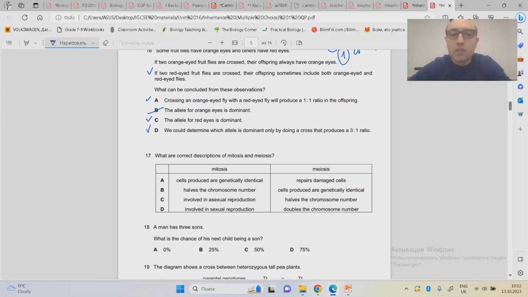17. What are correct descriptions of mitosis and meiosis? Again, guys, you know that mitosis produces genetically identical cells which are similar to each other. So you can't choose B because half chromosome number is meiosis. Also, let's eliminate D because mitosis is not related to sexual reproduction. The answer in here is C because meiosis doesn't repair damaged cells. Repairing of damaged cells, guys, don't forget, it is mitosis.